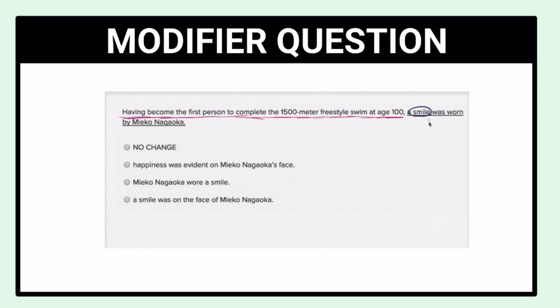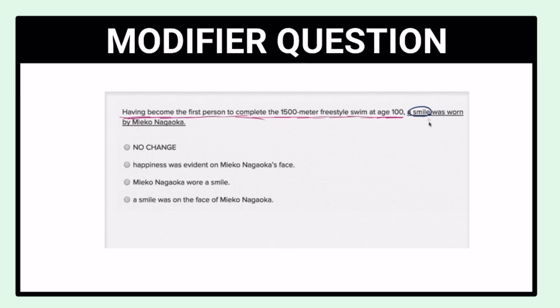Okay, so as we saw in the previous video, the first thing you want to do is read what comes before the comma. Having become the first person to complete the 1500-meter freestyle swim at age 100. And then you want to think, what is this first part talking about? It's talking about a person, so it's probably asking for a name. But then immediately we see that what comes after is a smile, which is not correct because it's not the smile that completed the 1500-meter freestyle swim. It's a person. It's Mieko Nagaoka.